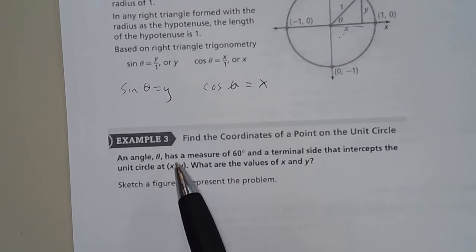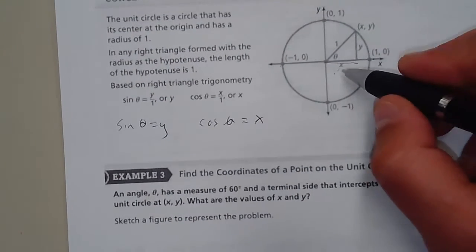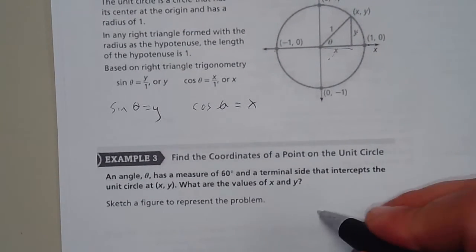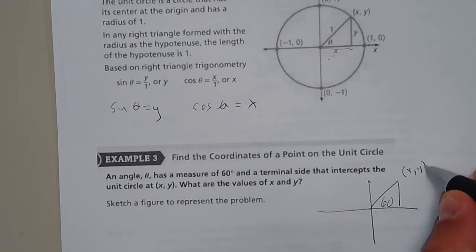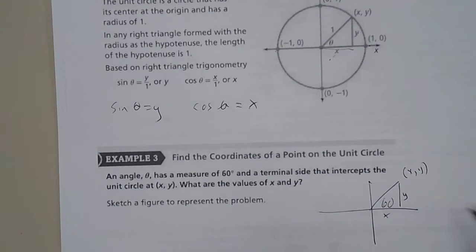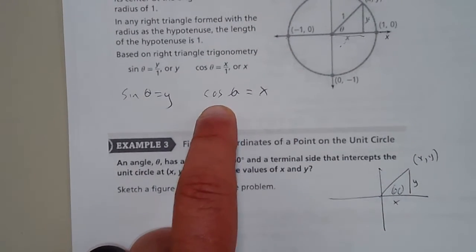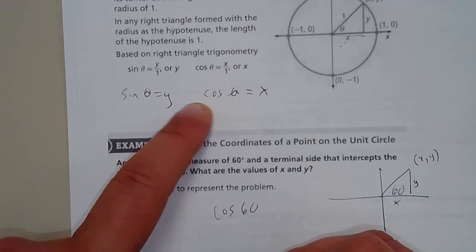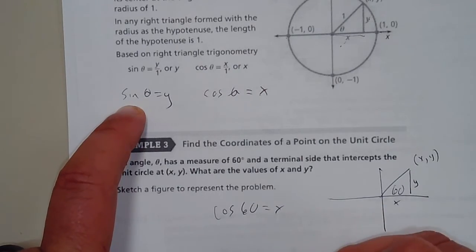So it says an angle has a measure of 60 degrees and a terminal side that intercepts the unit circle at xy. So just saying the terminal side crosses at xy, basically exactly what's described there. What are the values of x and y? So you've got a 60 degree angle. This coordinate is xy. In other words, this is x and this is y. So the question is, what are the values of x and y? So we already know cosine of 60 is going to give us x, and sine of 60 is going to give us y.